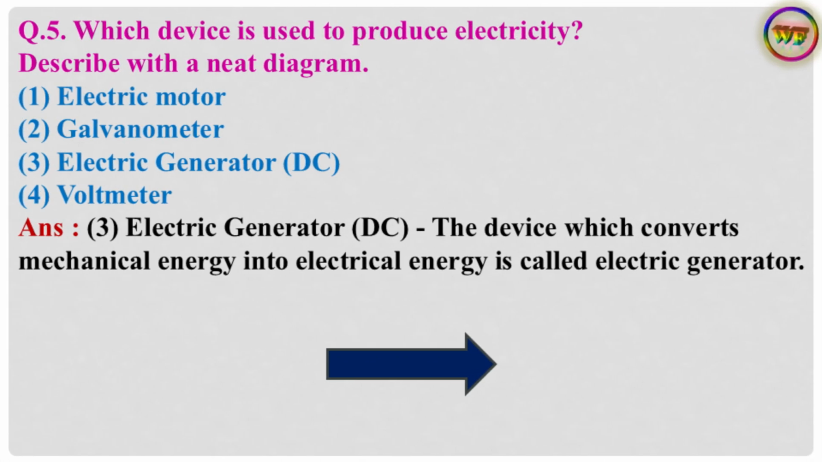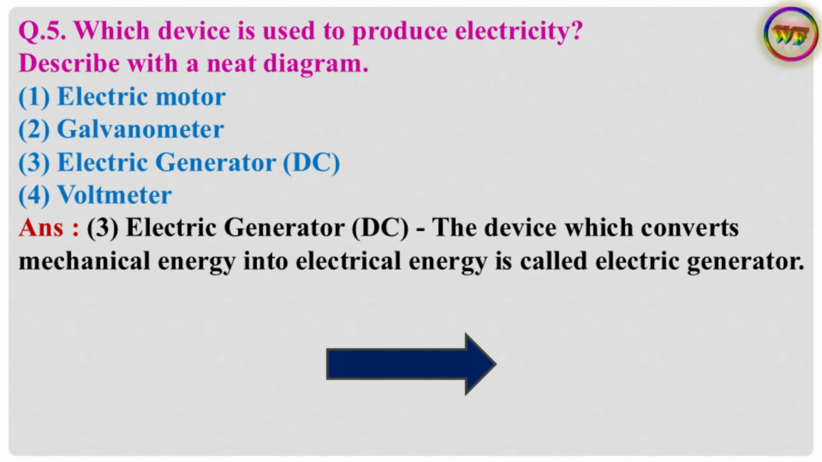Question 5. Which device is used to produce electricity? Describe with a neat diagram. Sub-question 1. Electric motor. Sub-question 2. Galvanometer. Sub-question 3. Electric generator, DC. Sub-question 4. Voltmeter.